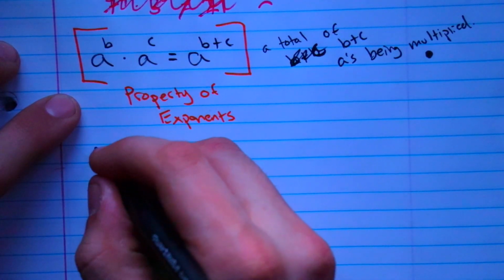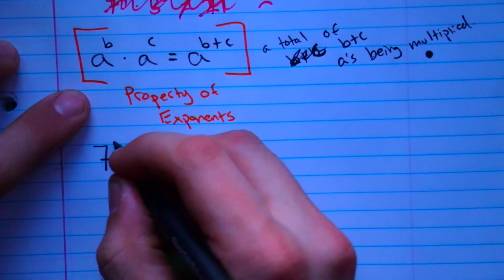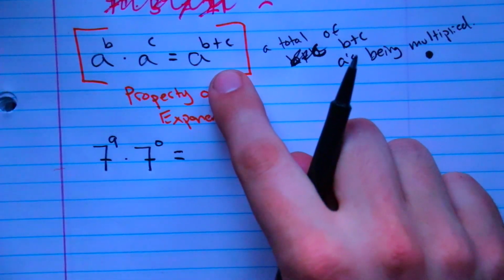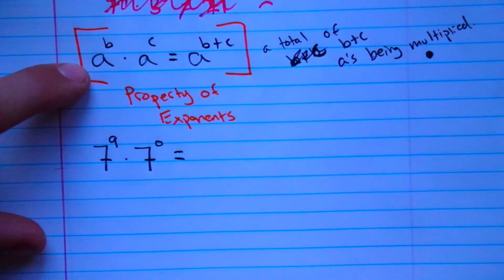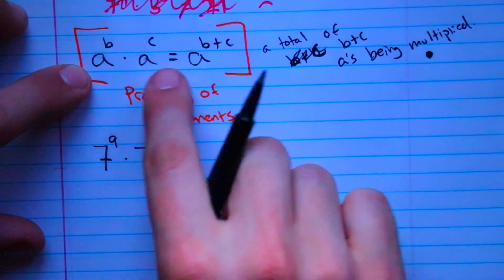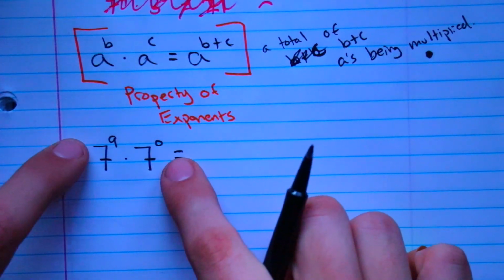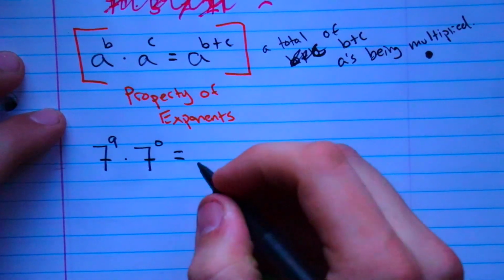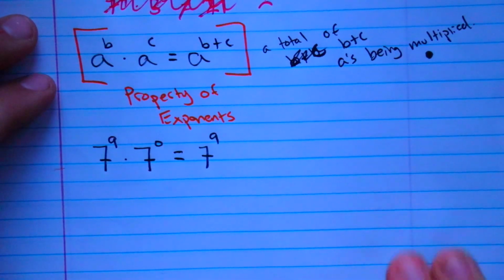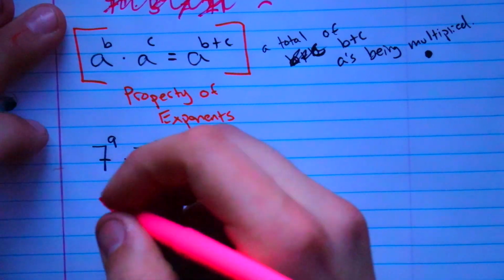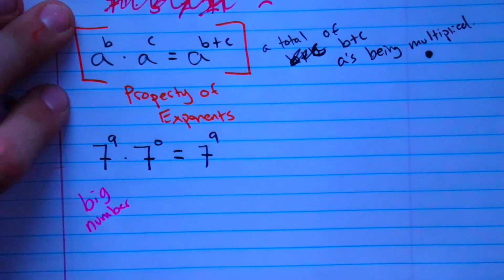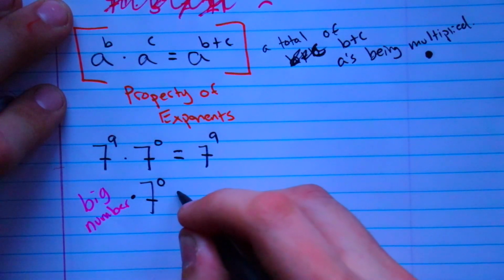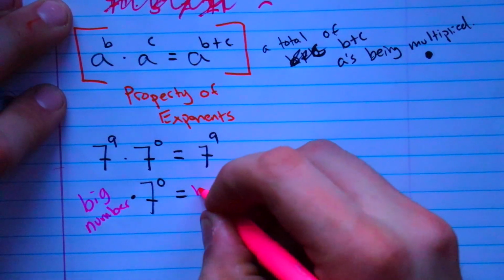So if we had something like 7 to the 9th times 7 to the 0, if we want this to be true, which makes a stupid amount of sense, we have a total of a certain number being multiplied together. What would 7 to the 9th times 7 to the 0 have to be? Well, if we want this to be true, we're going to add those together. And we're going to say that this is 7 to the 9th. 7 to the 9th is some big number, so I'll just say that. This is a huge number, a big number. So that's a big number, and we are multiplying it by 7 to the 0. And it turns out, if we want this to be true, we're going to get the same exact big number.